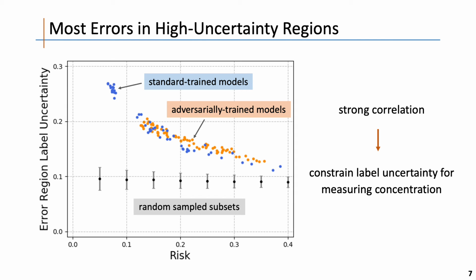This figure reveals a strong correlation between error region label uncertainty and risk. As models become more and more accurate, uncertain inputs also become more likely to be misclassified. This further suggests that in order to make the intrinsic robustness problem more meaningful, we should actually measure concentration for uncertainty regions.